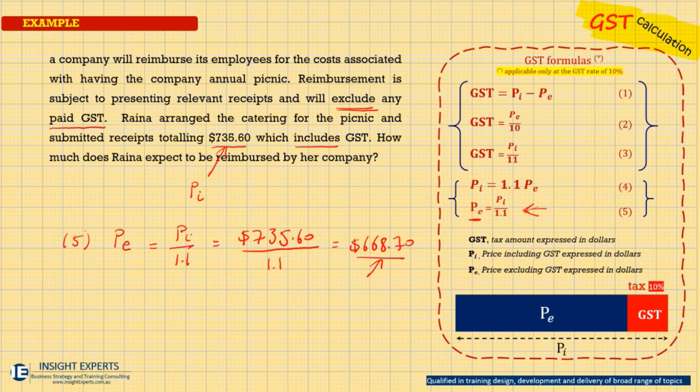Now, if you just compare the 735 and the 668, if you subtract one from the other, you will find that the GST actually is about $66.80, which is not payable back to Rena, only $668.70.